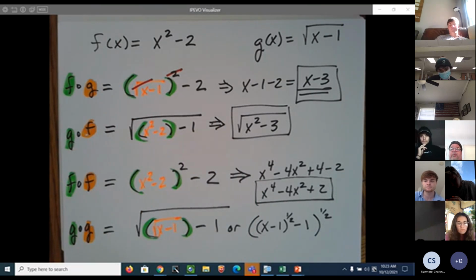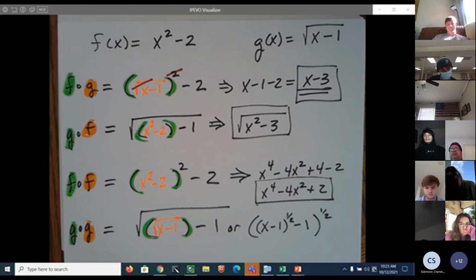Anybody ever been confused by compositions? Anybody? Just give me a nod or a no. Okay, so everybody knows what they're doing on that. Okay. All right.